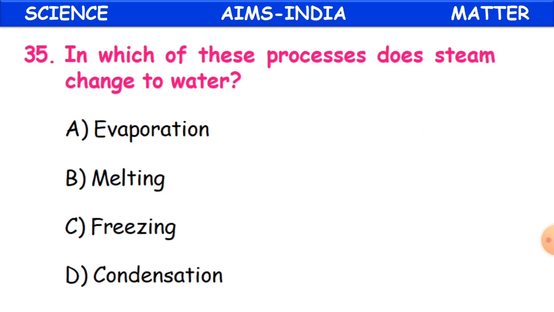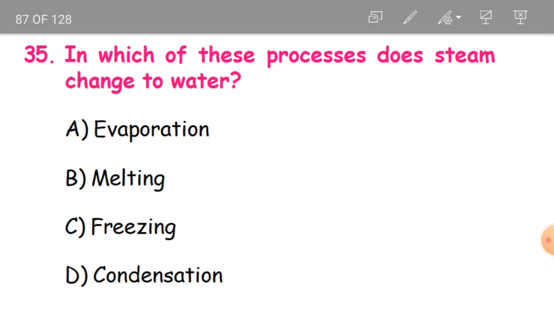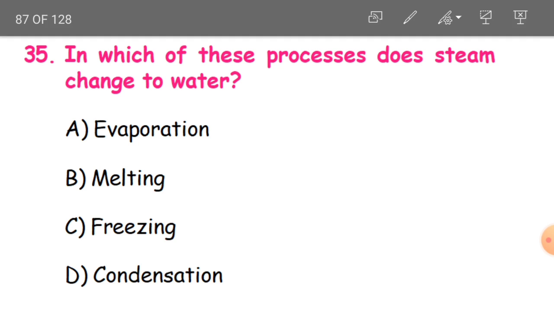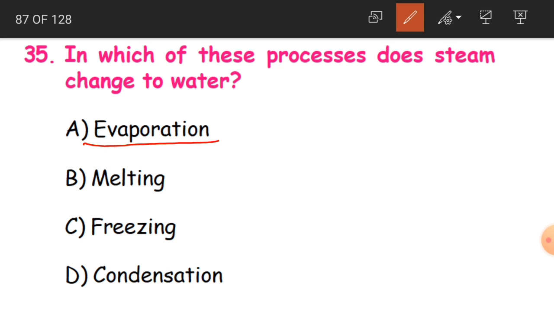So here you have been given 4 processes, children. In which process is steam going to change to water? Is it evaporation, melting, freezing or condensation? Where does this steam change into water? Yes, that is in condensation.